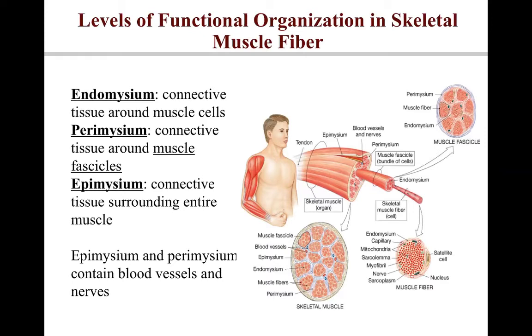Always remember, these connective tissues are invaginated by blood vessels and nerves, and muscles are high activity cells. They need a lot of energy, and it is absolutely necessary that muscles have blood vessels and nerves innervating them.